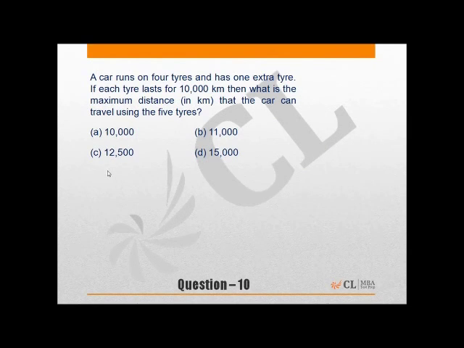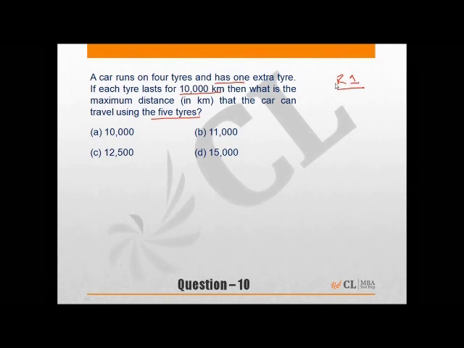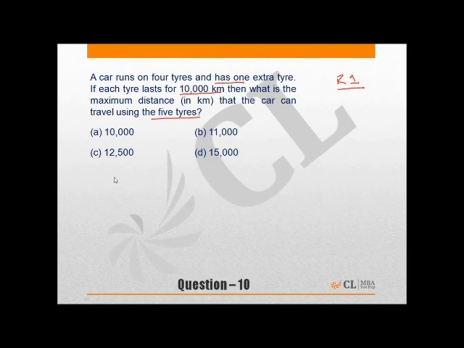Question 10. A car runs on 4 tires and has 1 extra tire. If each tire lasts for 10,000 kilometers, then what is the maximum distance that the car can travel using the 5 tires? Okay. Round 1. Basic question, a simple question of arithmetic, should not take time. Now, each tire can last for 10,000 kilometers.